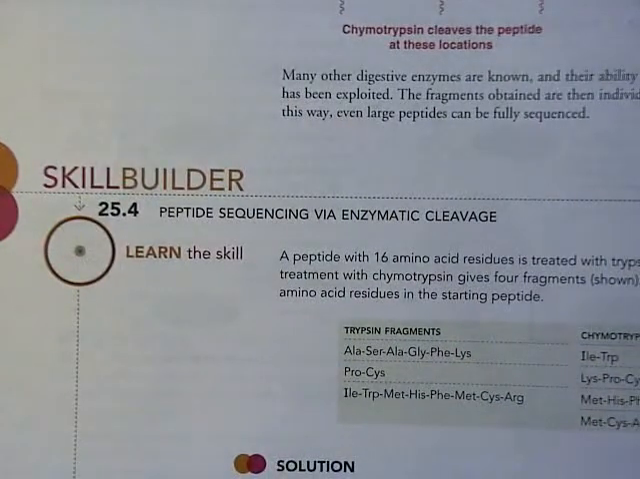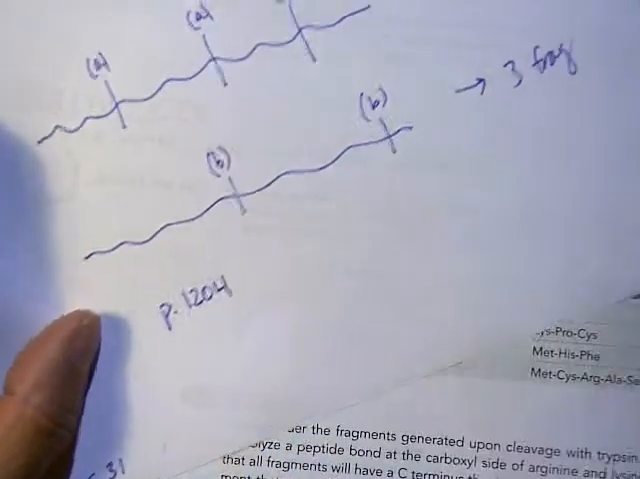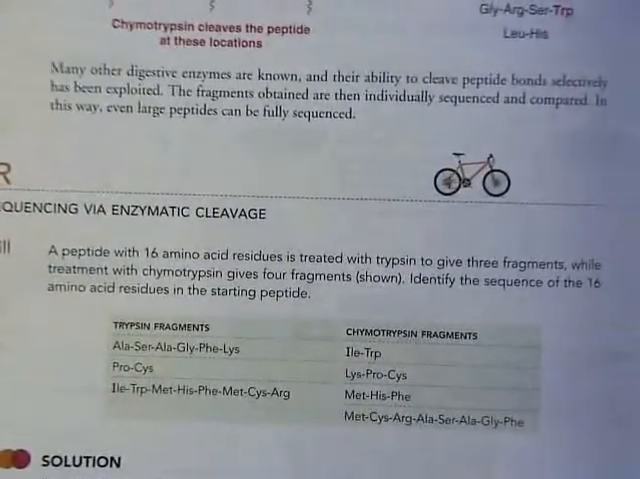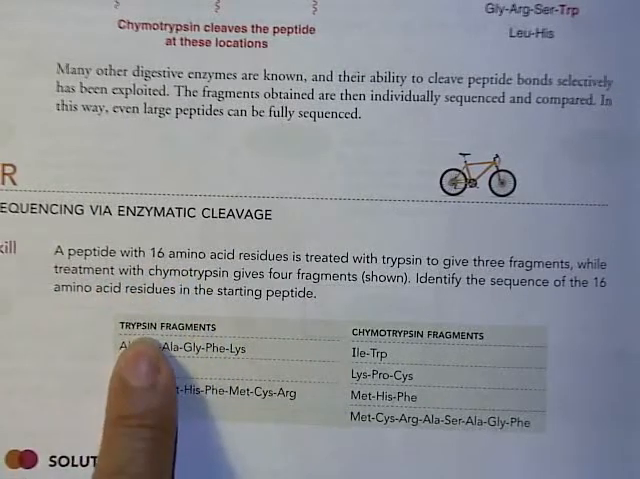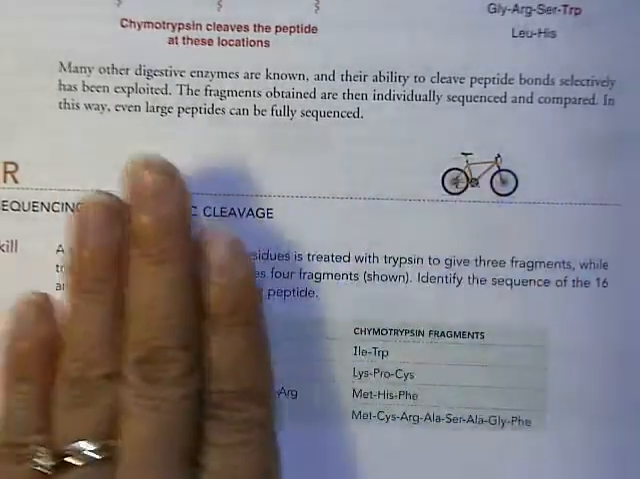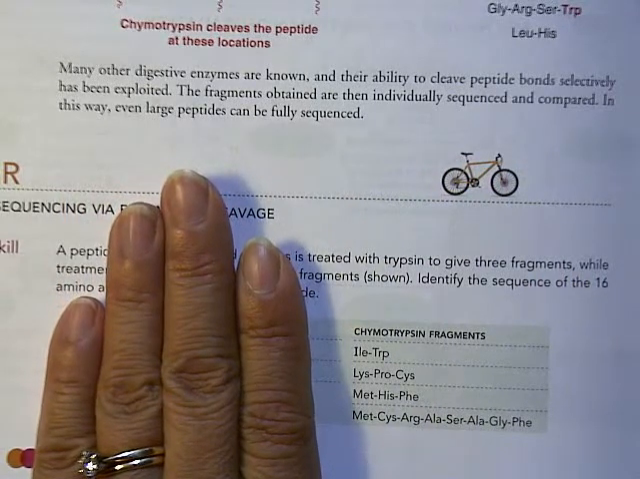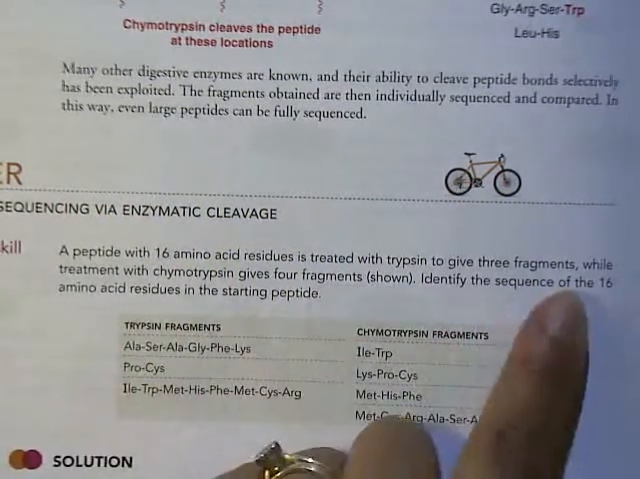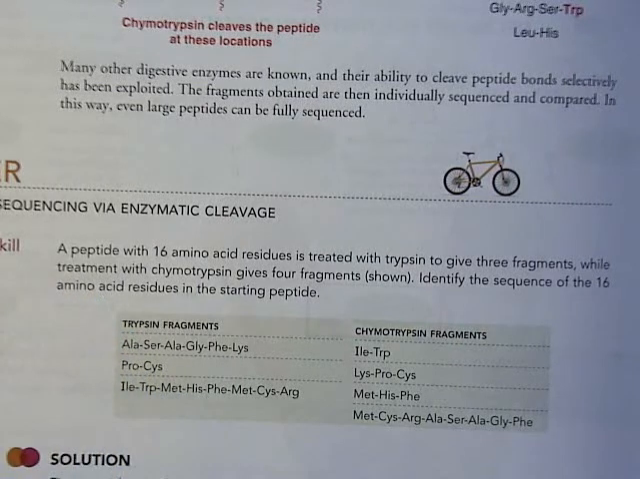All right, so let me just briefly go over this problem that's in your book. This is on page 1204, Skill Builder. What it's asking you to do is, you have a peptide with 16 amino acids, and it's treated with trypsin. So that's one experiment. And then they took the same protein and treated it with chymotrypsin. So 2 different experiments, and you're asked to find the sequence of the 16 amino acids.